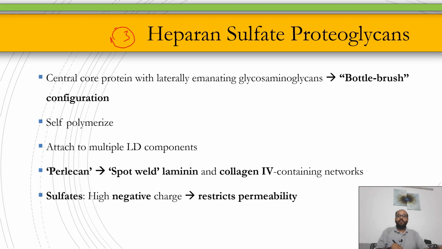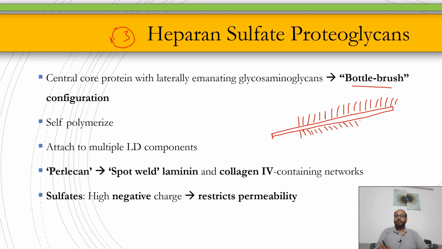The third protein molecules are known as heparan sulfate proteoglycans. They are a central core protein with laterally emanating glycosaminoglycans in a bottle brush configuration. Now, what is bottle brush? Let me draw a bit of a bottle brush. So here are the spikes. The brush that normally people use to clean their bottles from inside. This is a bottle brush. So you have a central core, and this central core is a protein molecule, while these spikes are glycosaminoglycans, like a bottle brush configuration.